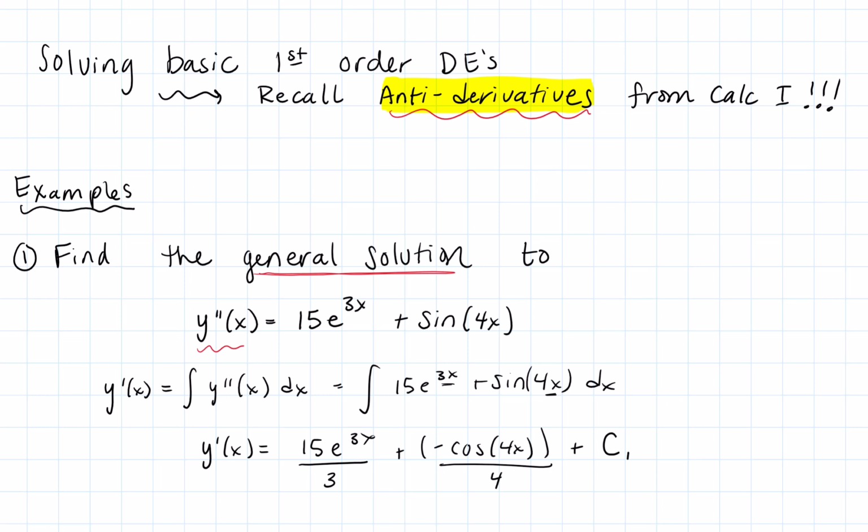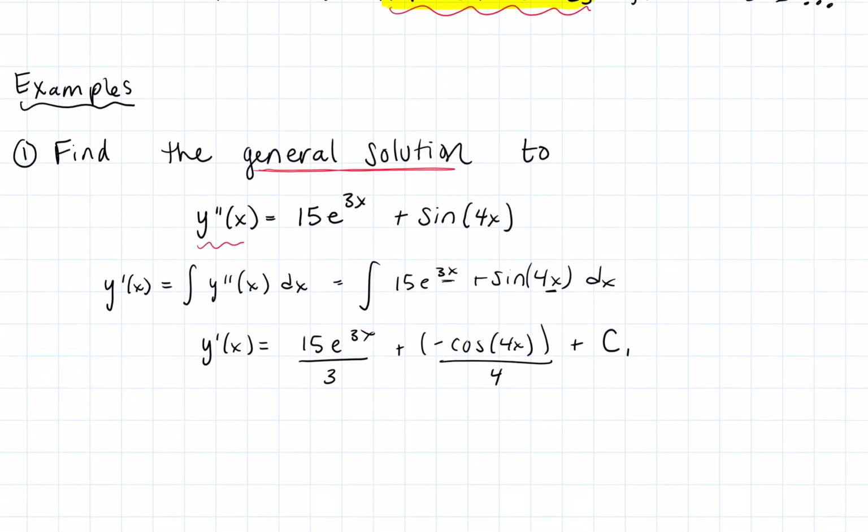Now, I know that this is going to be my first constant of integration because I'm going to actually have to integrate again. So I'm going to call it C1. And I'm going to go ahead and simplify that. So the first derivative is 5e to the 3x minus 1/4 cosine of 4x plus C1. Now we could just write C and then, when we get another constant, denote it as something different, but I'm going to go ahead and use C1.